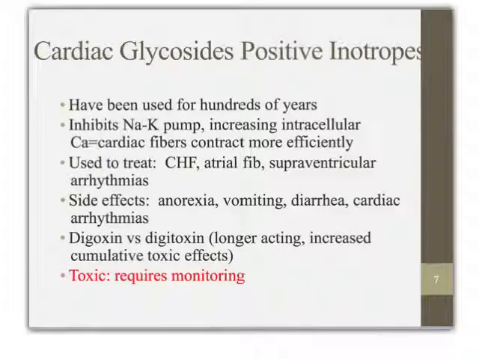So we have for many, many hundreds of years been using cardiac glycosides, which are positive ionotropes. And these, again, inhibit the sodium-potassium pump, and they increase the intracellular calcium for the heart to contract efficiently. The side effects of these drugs are anorexia, vomiting, diarrhea, as well as cardiac arrhythmias. And the drugs we use are Digitoxin as well as Digoxin. So Digitoxin lasts longer, where Digoxin can tend to have more cumulative effects. These are toxic, so you do need to monitor these drugs quite closely.